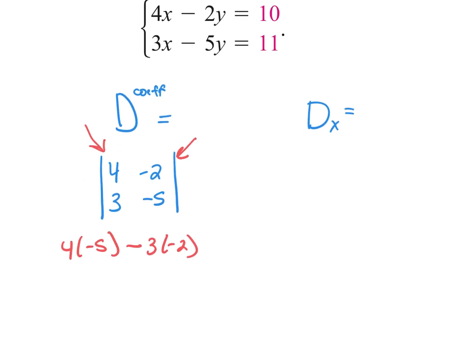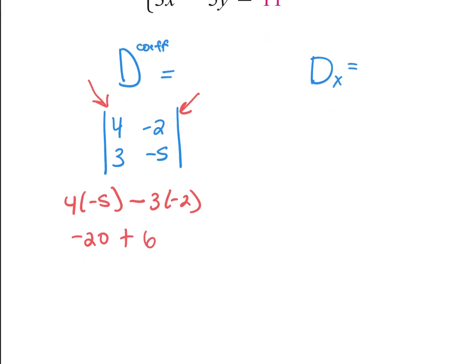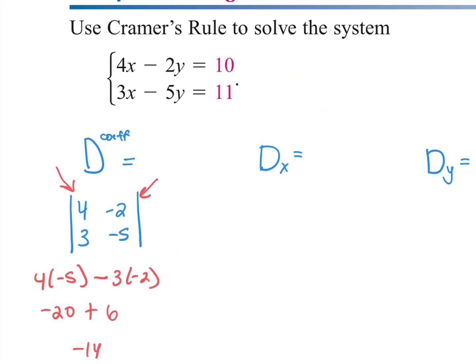What is 4 times -5? -20. And then I have minus a negative, it's plus. It's going to be plus because I have 2 negatives, so plus 6. And then what's -20 plus 6? -14.